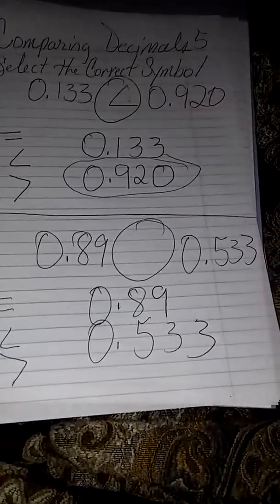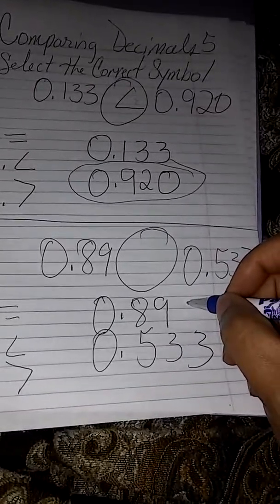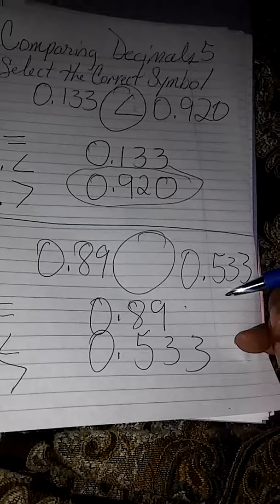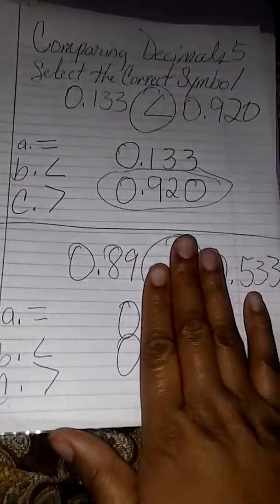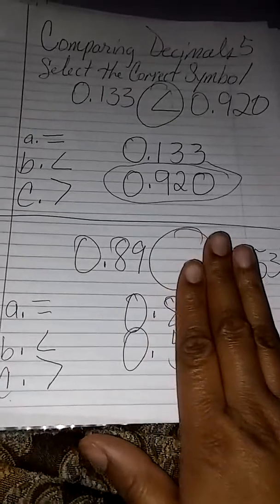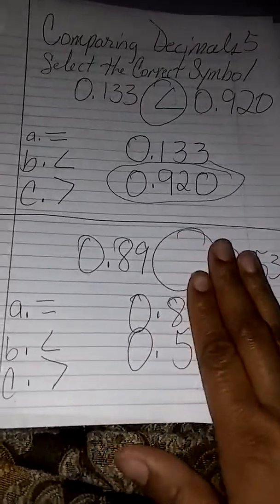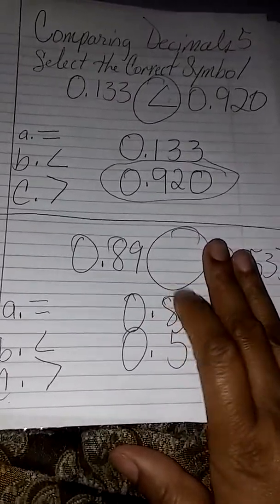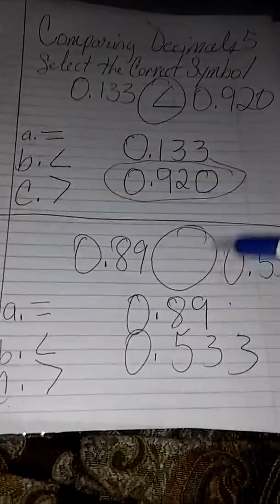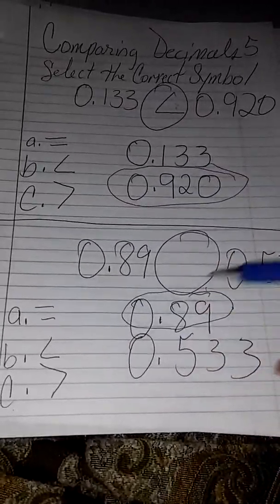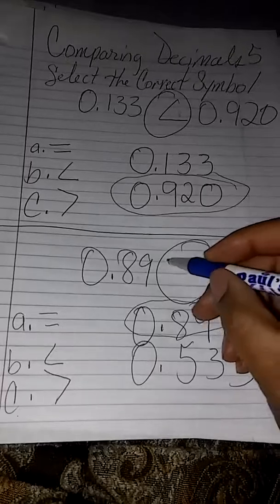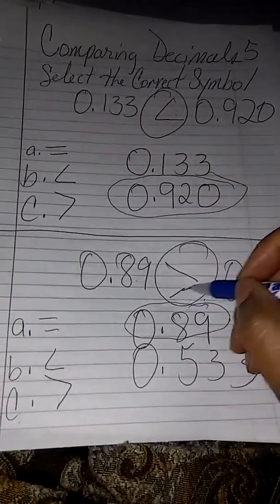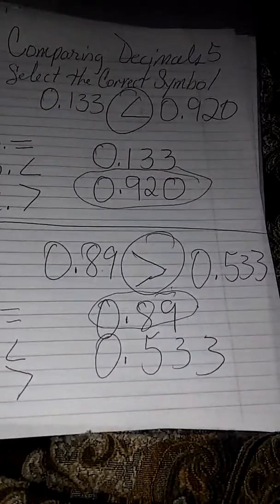0.533. I'm going to add that 0 at the end. I don't even need to do that, really. I'm not going to do it this time. I'm just going to compare my numbers. I got a 0 and a 0. Can't tell. I got an 8 and a 5. 8 is greater than 5. This is my greater number. It needs to open to this number. So I'm going to use the greater than sign.